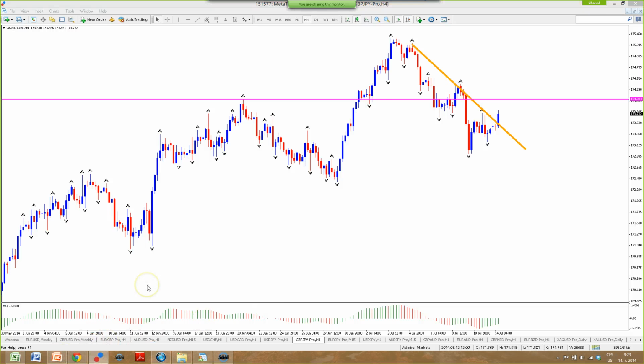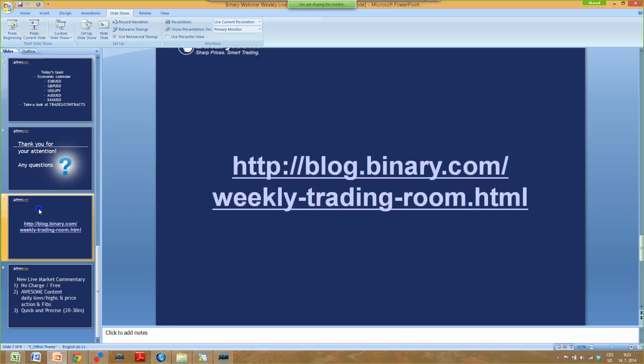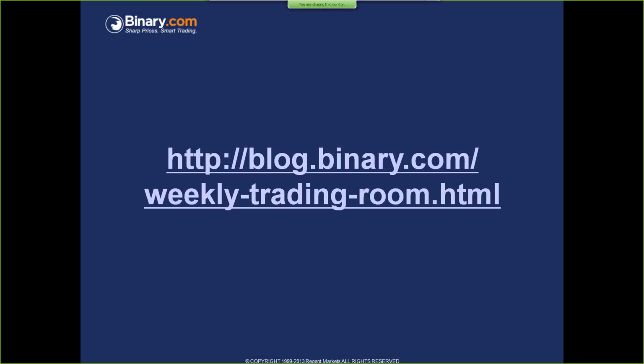All right, folks. Be careful in the next few weeks when we have maybe some lower movement than usual due to the summer. Price can sometimes be slower in its movement, so be careful of that.